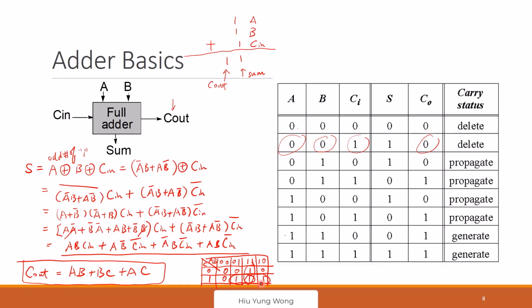Okay. Now, so we know the logic Boolean operation for S, right? A exclusive B of C, and C is this one, C in. Right?